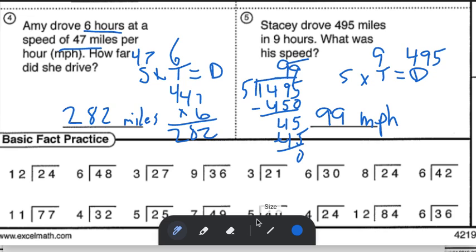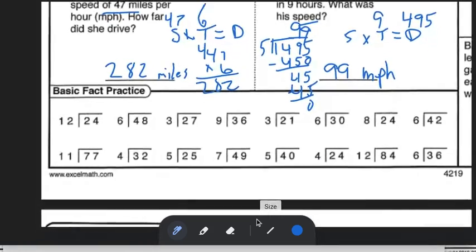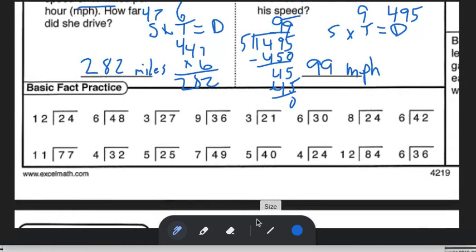All right, pause the video, do the basic fact practice, all these problems down at the bottom, and then turn the video back on to see the answers. Here we go. 12 times 2, you should have already done these, is 24. 6 times 8 is 48. 3 times 9 is 27. 9 times 4 is 36. 3 times 7 is 21. 6 times 5 is 30. 8 times 3 is 24. 6 times 7 is 42.